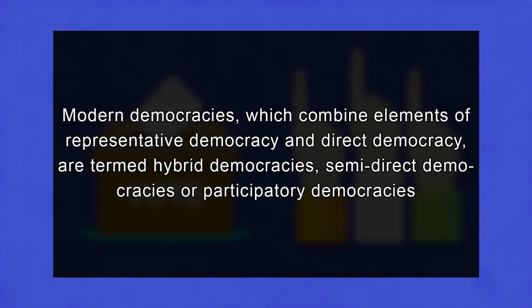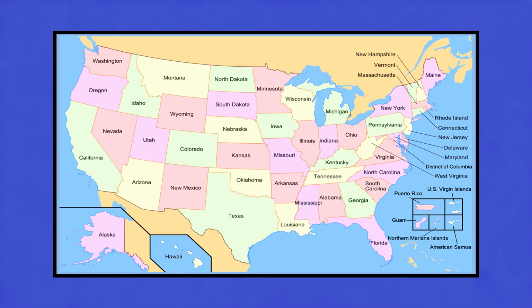However, some modern democracies that are predominantly representative in nature also heavily rely upon forms of political action that are directly democratic. These democracies, which combine elements of representative democracy and direct democracy, are termed hybrid democracies, semi-direct democracies, or participatory democracies. Examples include some United States states, where frequent use is made of referendums and initiatives.